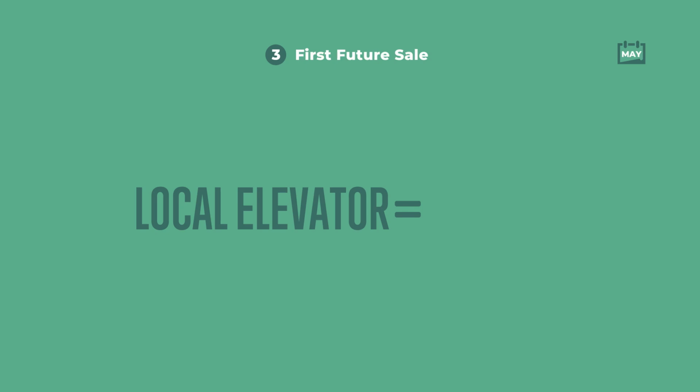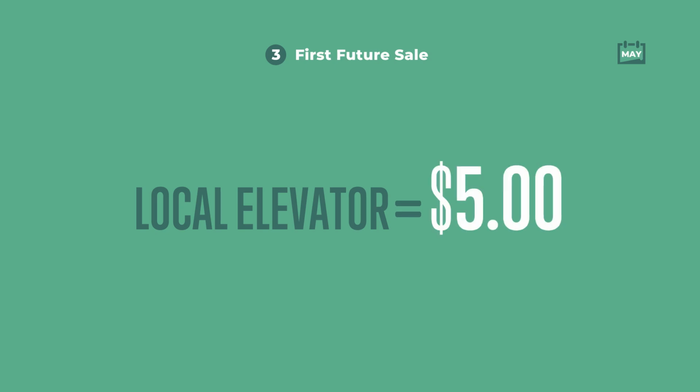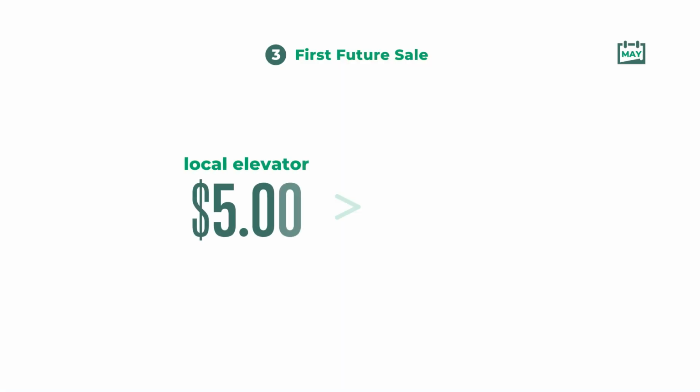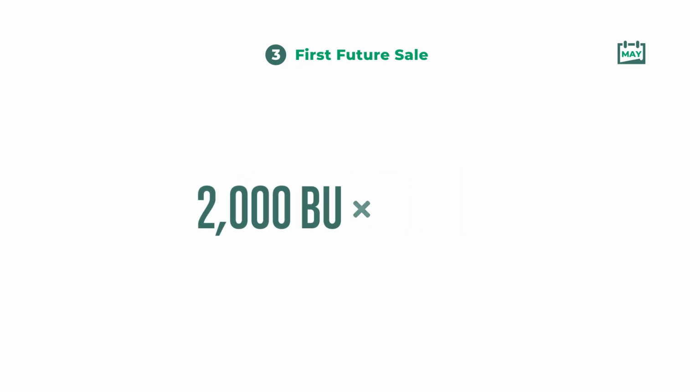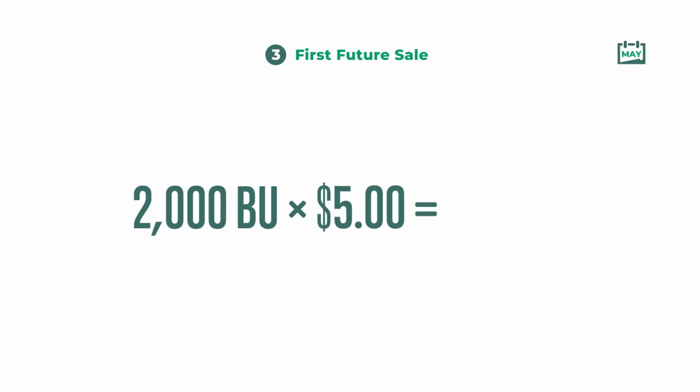You call your local elevator and find out their price is $5. Because the price is above your calculated break-even point of $3.80 per acre, you decide to contract 2,000 bushels to be delivered in December at $5 per bushel. This gives you $10,000 in future sales.